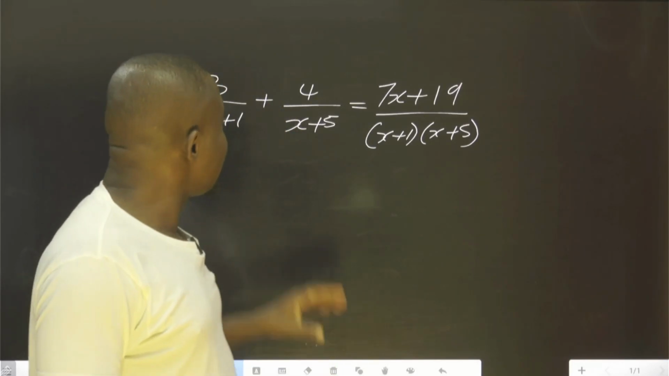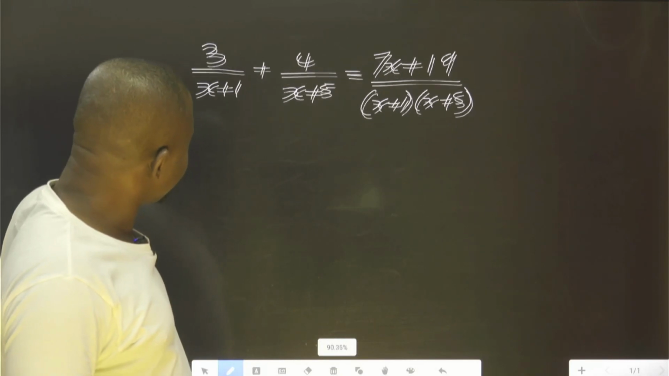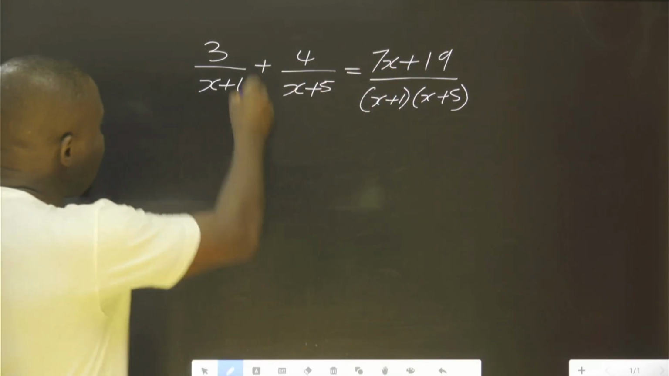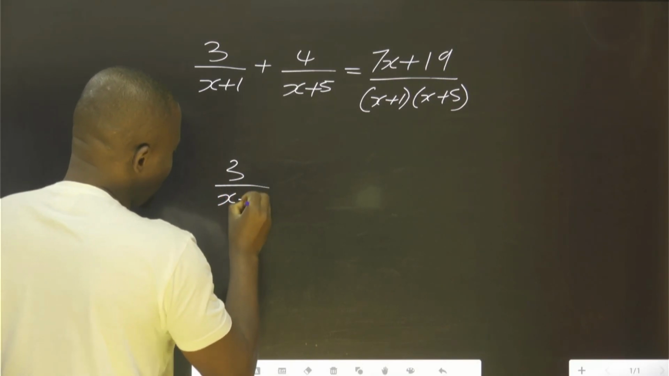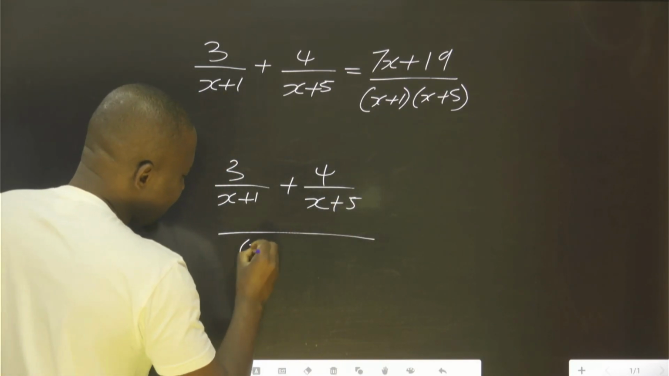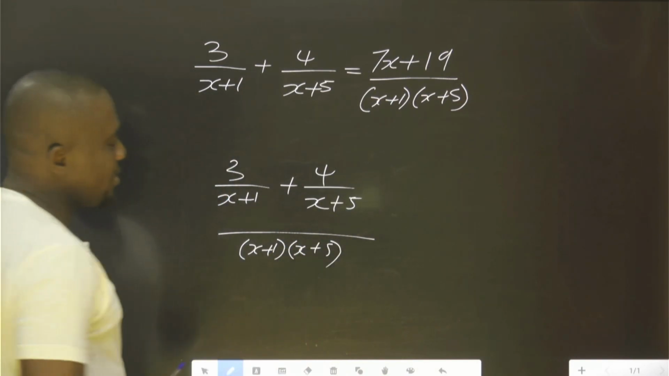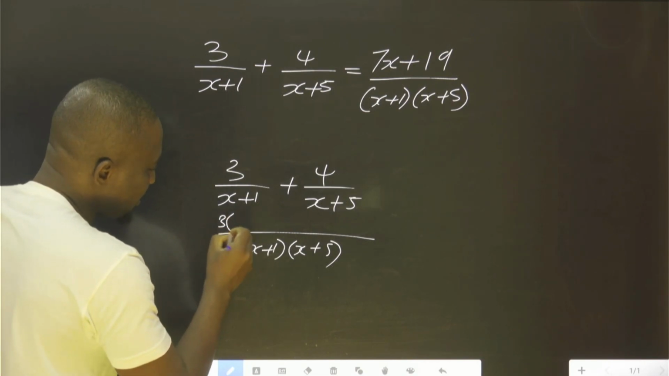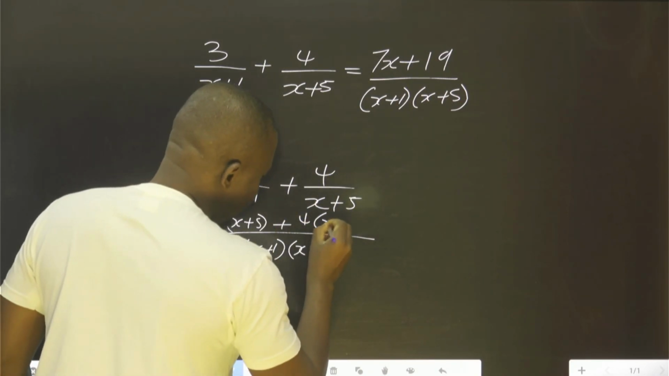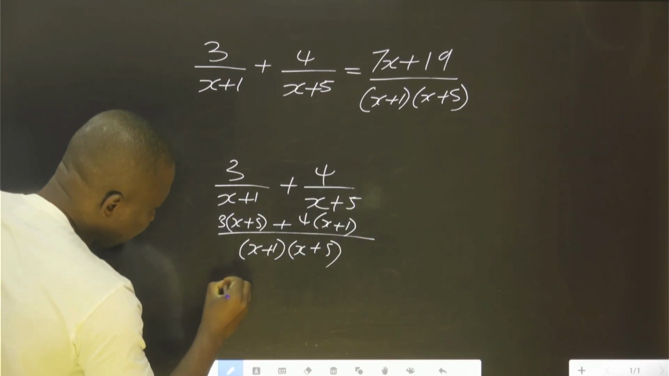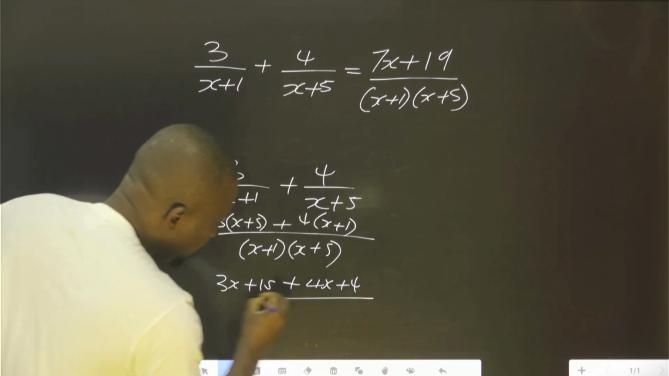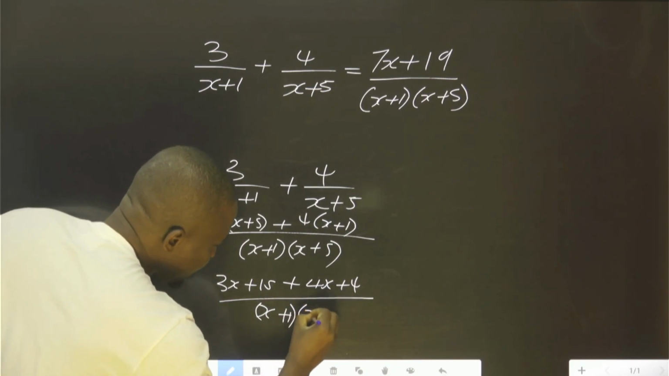Let's look at this partial fraction. If you work this out, you arrive here. That is, if we solve this now, 3 over s plus 1 plus 4 over s plus 5. Find the LCM, which is s plus 1, s plus 5. This divided by this, you have this, that is 3, s plus 5. This divided by this, what remains is 4, s plus 1. If you expand this, you're going to have 3s plus 15 plus 4s plus 4 over s plus 1, s plus 5.